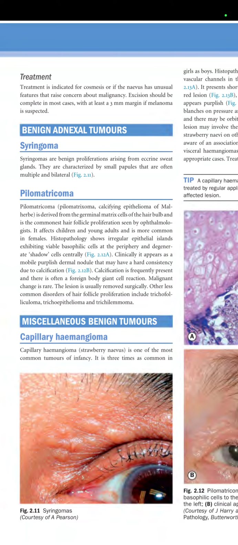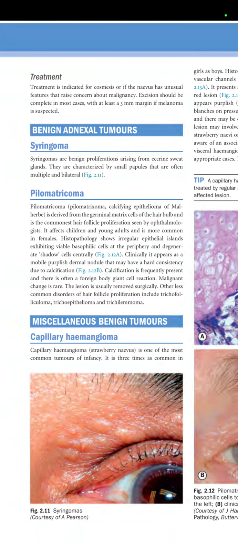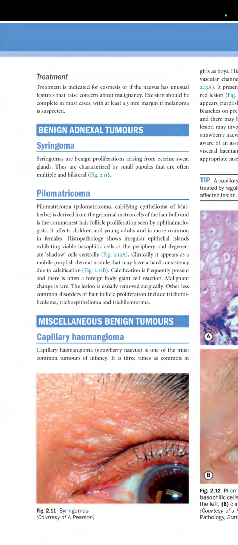Other less common disorders of hair follicle proliferation include trichofolliculoma, trichoepithelioma and trichilemmoma. So this is how it presents clinically: a hard, purplish nodule. There is calcification present, and that is why it is hard, and you remove it surgically. And other types of hair proliferation disorders are trichofolliculoma, trichoepithelioma, and trichilemmoma.